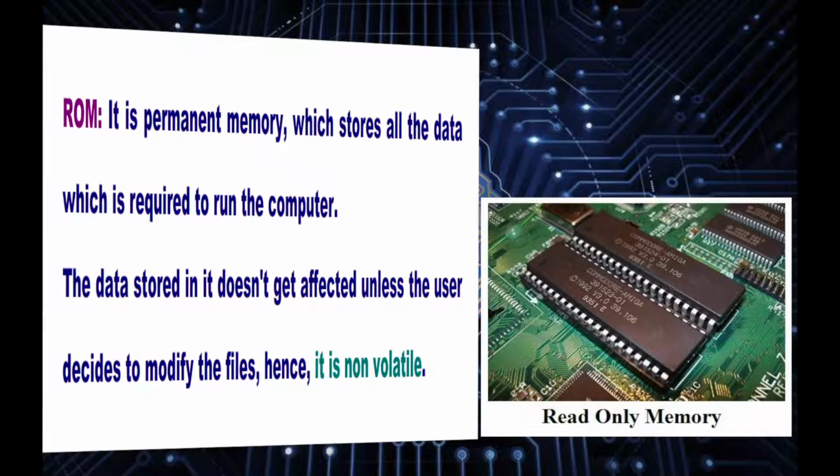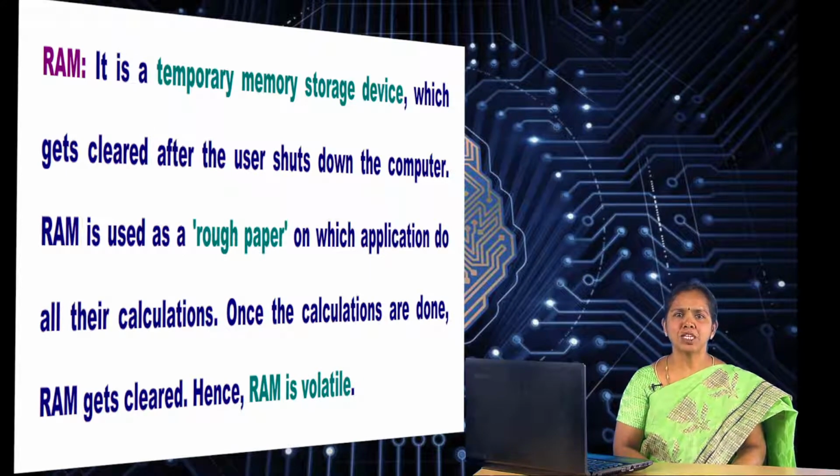So, let us wind up the primary memory by saying a few points on RAM and ROM. ROM is a permanent memory which stores all the data which is required to run the computer. The data stored in it does not get affected unless the user decides to modify the files, hence it is non-volatile. RAM is a temporary memory storage device which gets cleared after the user shuts down the computer. RAM is used as a rough paper on which applications do all their calculations. Once the calculations are done, RAM gets cleared, hence RAM is volatile.